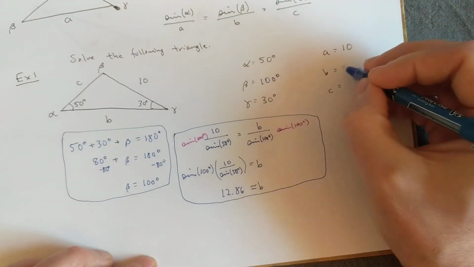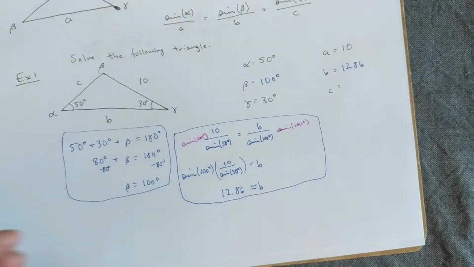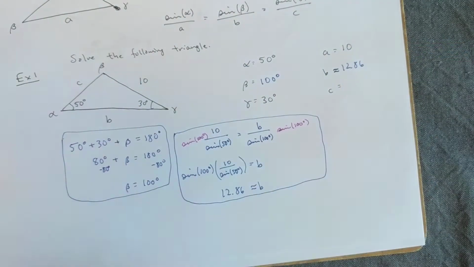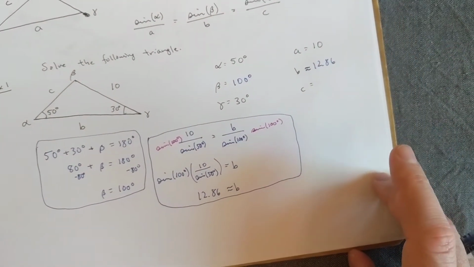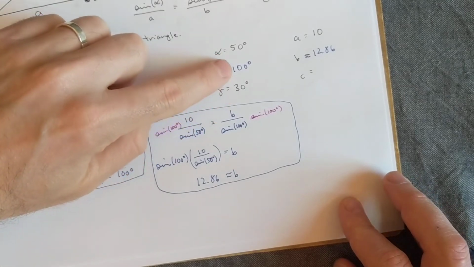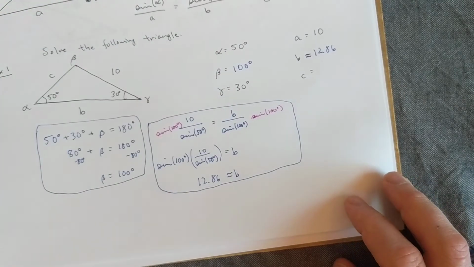Okay, so 12.86 is going to be our answer for B. It's an approximate answer, so maybe we should change that. Okay, and then the last thing we're missing is the side C. And remember, we can't use Pythagorean theorem, so I can't do a squared plus b squared plus c squared, because clearly this is not a right triangle. None of these are 90 degrees.